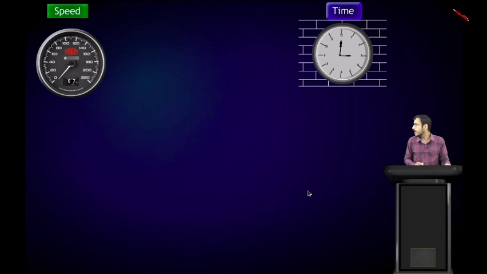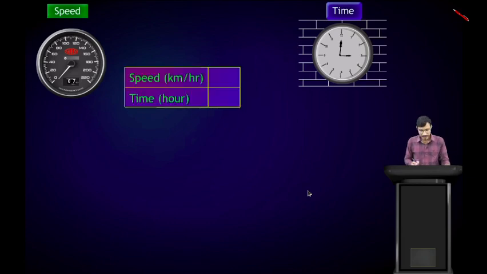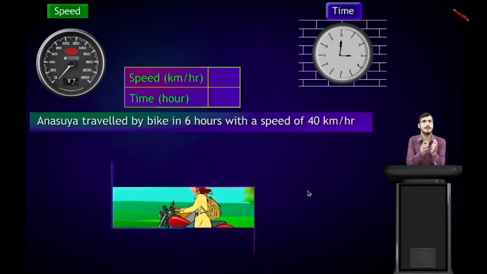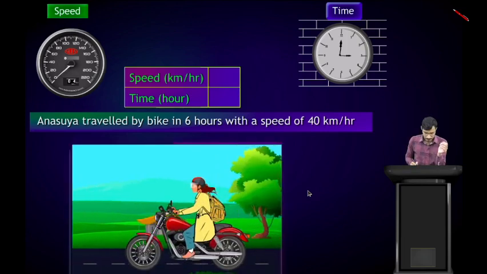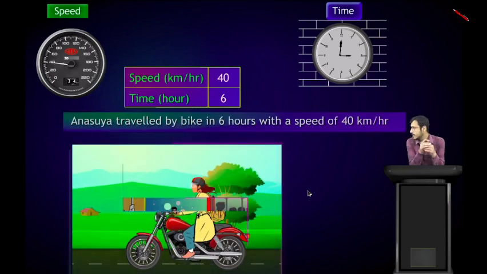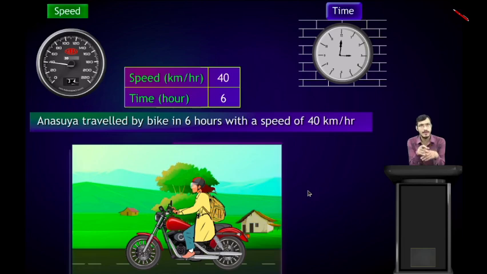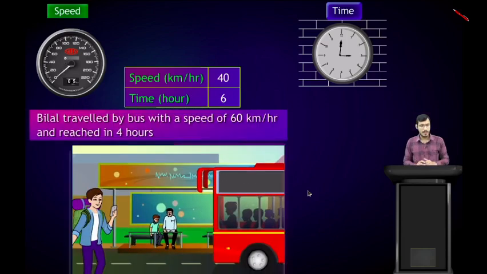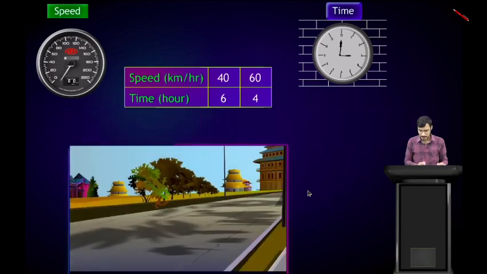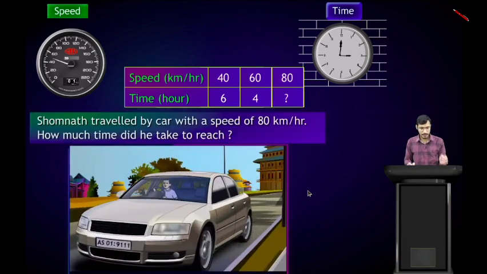So here, speed and time. Anusuya traveled by bike in 6 hours with a speed of 40 km per hour. So speed is given, 40 km per hour, and time taken is 6 hours. Next, Bilal traveled by bus with a speed of 60 km per hour and reached in 4 hours. So here 60 and 4. And the third one, Somnath traveled by car with a speed of 80 km per hour.